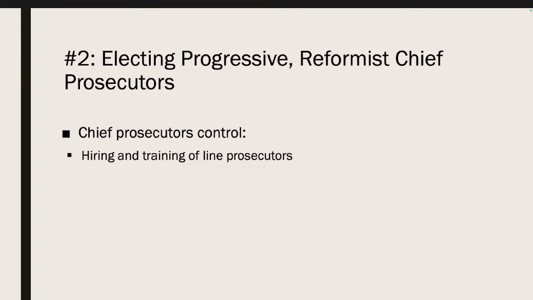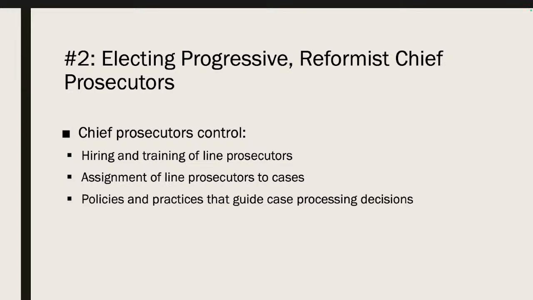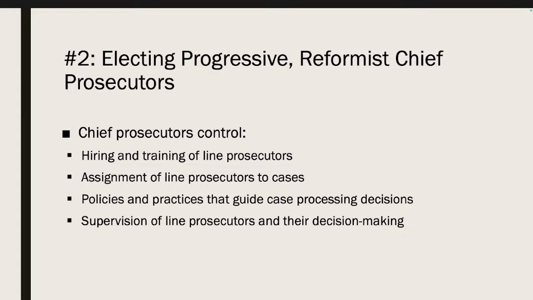For instance, they control the hiring, firing, and training of line prosecutors who actually do the work of prosecuting individual cases. They control the assignment of line prosecutors' cases. They control the policies and practices that guide line prosecutors in their decision making. They supervise these line prosecutors and, at least in theory, make sure that line prosecutors and their decision making adheres to the office policies.